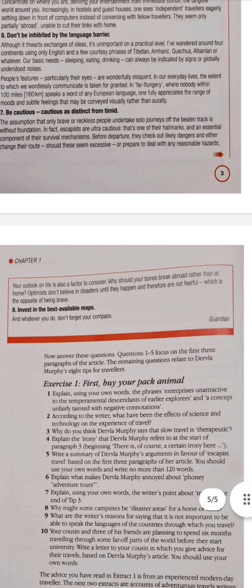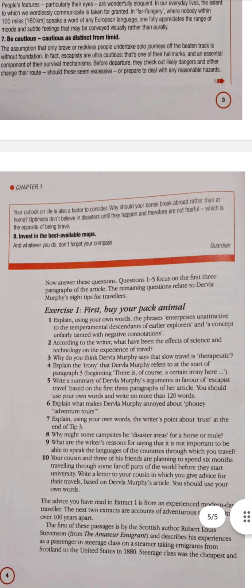Your outlook on life is also a factor to consider. Why should your bones break abroad rather than at home? Optimists don't believe in disasters until they happen and therefore are not fearful, which is the opposite of being brave. So, an optimist would say nothing's going to happen, nothing's going to happen, until something actually happens. So, is that good or bad? What do you think? That's why she said your outlook on life is also a factor, the way you think about life. If somebody's an optimist, they're going to say, hey, nothing's going to happen. But what if something does happen?